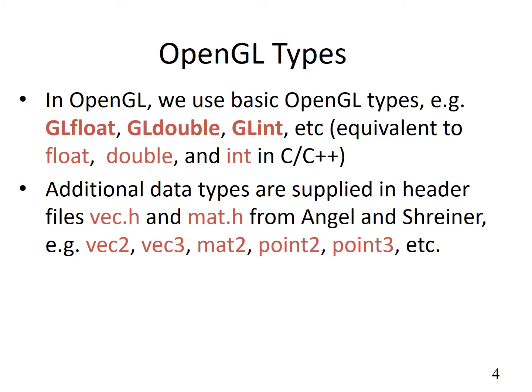Additional data types are supplied in the header files vec.h and mat.h, which are supplied by the author of the book, and they have additional variables such as vec2, which is a two-dimensional vector, vec3, which is a three-dimensional vector, and their 2 and 3-dimensional points and matrices are defined in these header files.